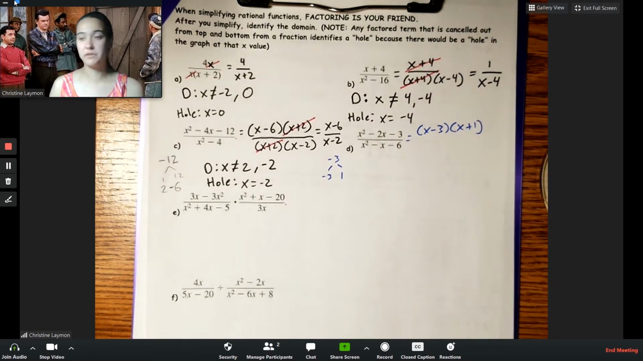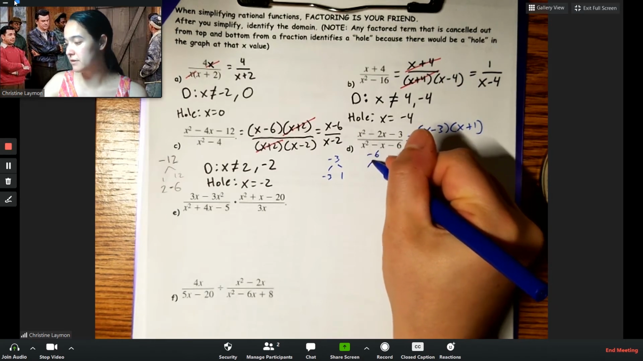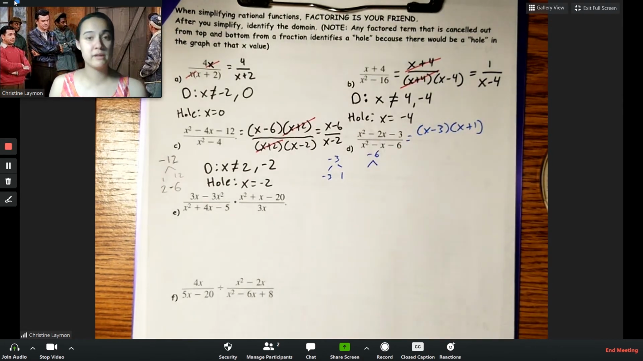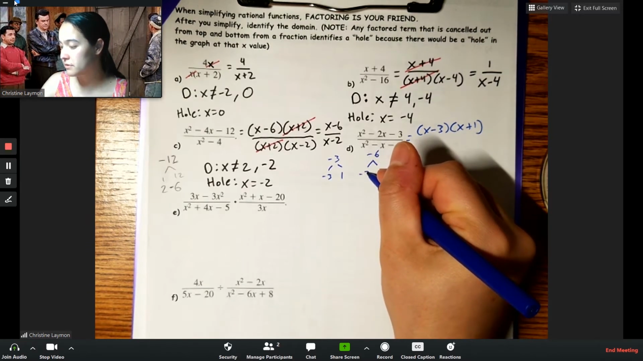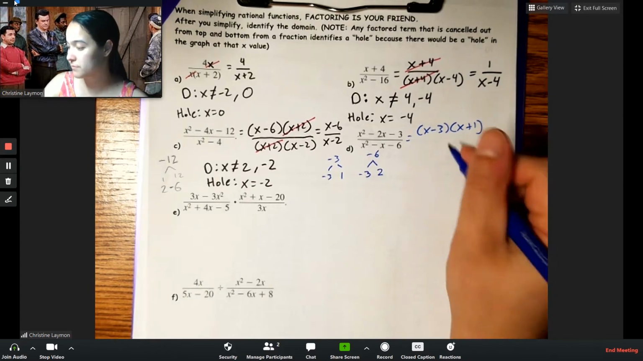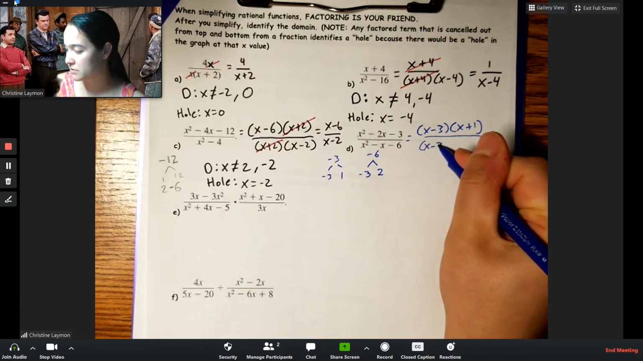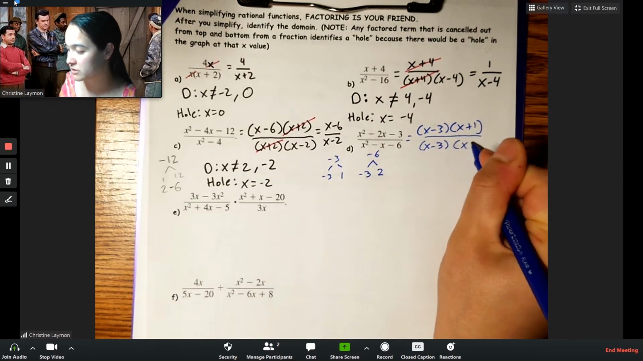Do the same thing for the bottom. A times c is -6. I need two things that multiply to get me -6, but sum to get me -1. Well, I can use -3 and +2. -3 times 2 is -6. -3 plus 2 is -1. So on the bottom, x minus 3, x plus 2.